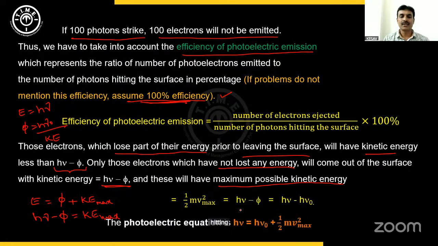hν is equal to hν0 plus half mv square. hν0 is the work function and half mv max square is the maximum kinetic energy. Sum of these two is equal to the incident energy, the energy carried by the photons.